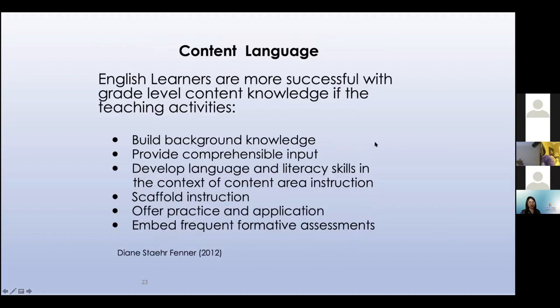With content language, they're more successful if we teach them background knowledge and provide comprehensible input. We have to develop the literacy skills and scaffold their instruction. We want to offer practice and application of what they're learning, and we want to embed frequent formative assessments in order for them to develop that content language.